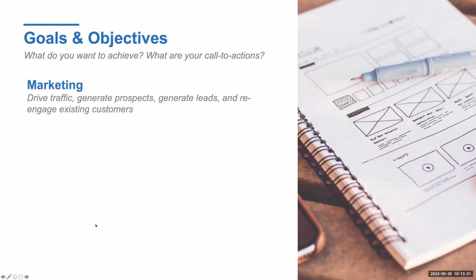But the first one I think a lot of us have for goals and objectives is a marketing objective. We want to drive traffic, generate prospects, generate leads, and re-engage with existing customers, right? Maybe for some of us, we want them to come back to our website, see what we have going on, see some new products that we're offering. Second, of course, sales. Some of you on the call today may be e-commerce based sites where you're selling products online. Perfect. That's a very easy goal and objective.